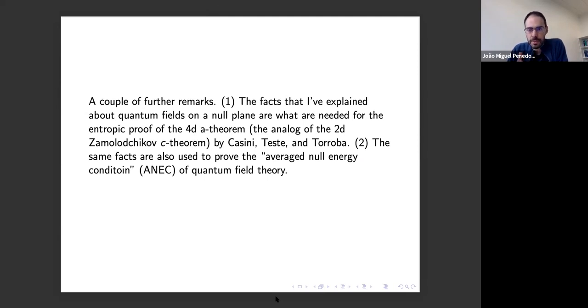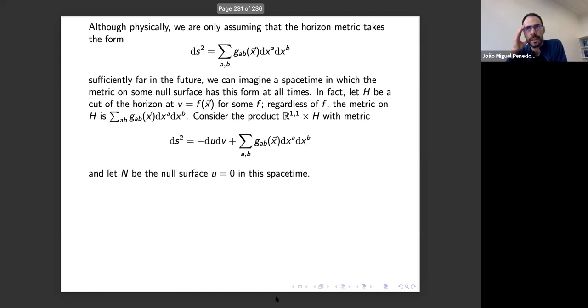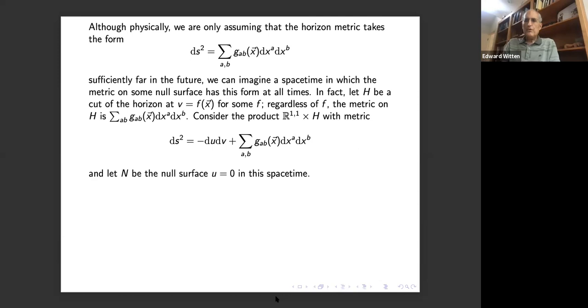Well, I have a question immediately about this last argument. Why is it not important that the actual black hole geometry is not this R^(1,1) times H? So it's not important that the geometry where you're preparing this state sigma is not the actual geometry of the black hole? Why is it important?